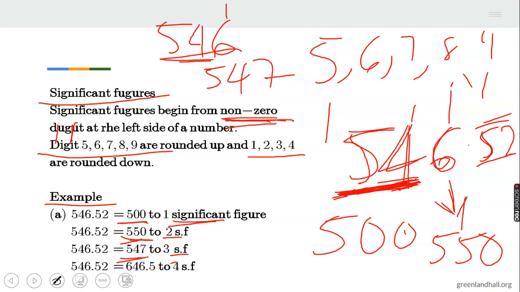That's why we have 547 to four significant figures. Now, to four significant figures, look at the first four numbers. But before you conclude, look at the next number. Is it up to 5 or below 5? If it is below 5, then you round down. That is why we have 464.5 to four significant figures. That is how to do that.